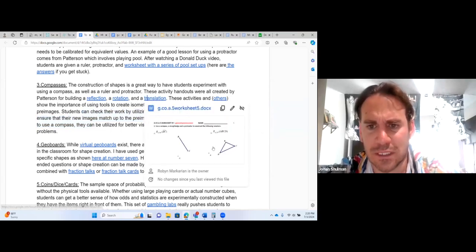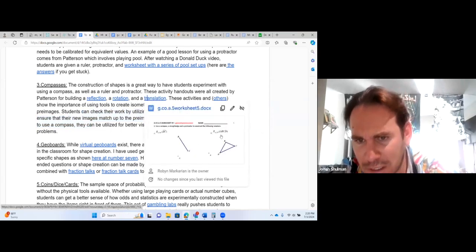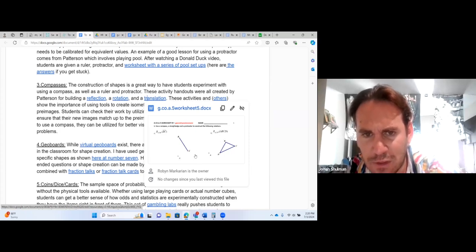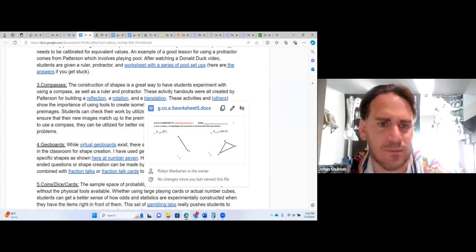So if they did the translation of the shape and they rotated it, so this is a rotation one. They bring it over here. I think this one has all three. Do they actually have the right shape at the ends?